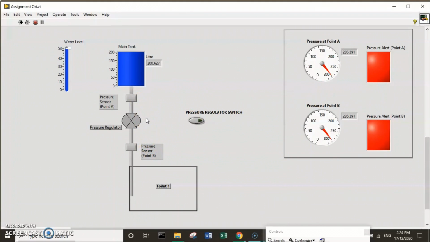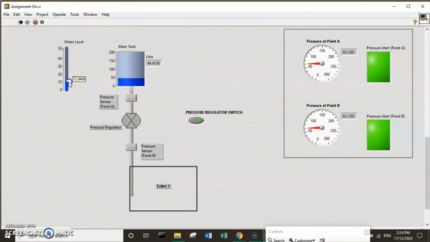Therefore, for mitigation, we place a water pressure regulator to regulate the pressure if the water is more than or equal to 80 psi. We activate the water pressure regulator switch and see the differences as we compare the readings at the sensor at point A and point B. Point A is before the water flows through the pressure regulator, and point B is after the water flows through the pressure regulator. Now let's compare.